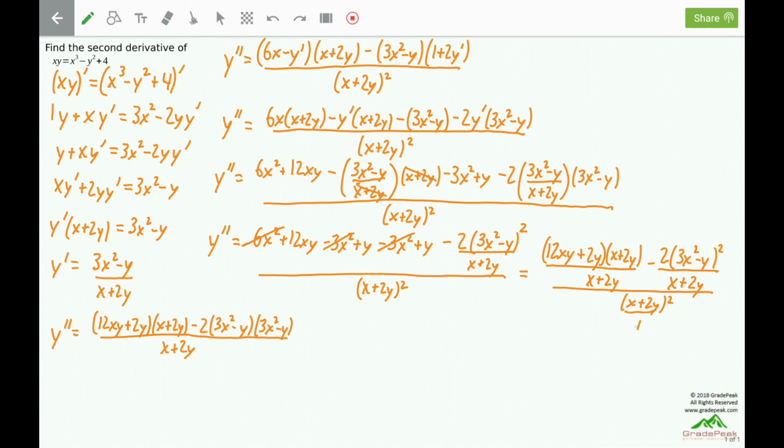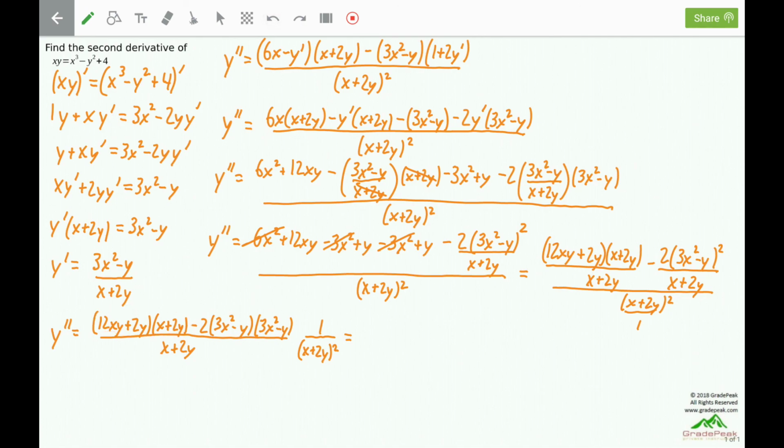And then the overall denominator can be written as a fraction and reciprocated and multiplied. So we have a 1 over an (x plus 2y) quantity squared. The numerator is going to be multiplying with a 1, so it will not change. Now what I'm going to do with the numerator is FOIL this out.